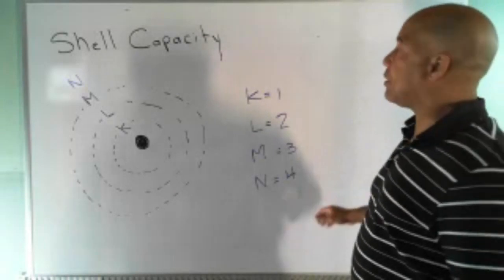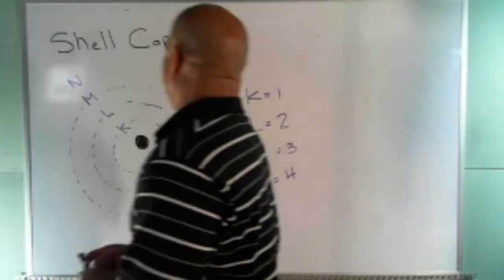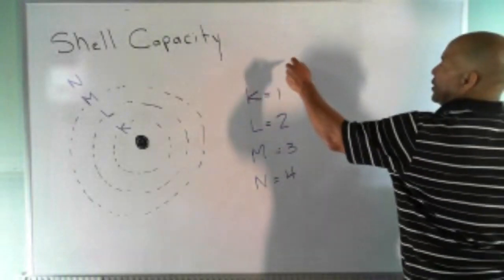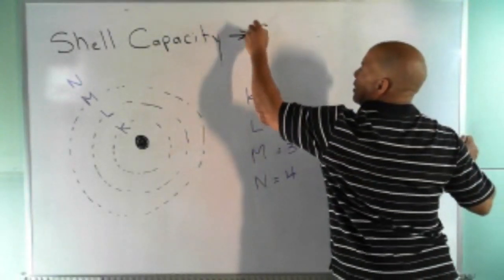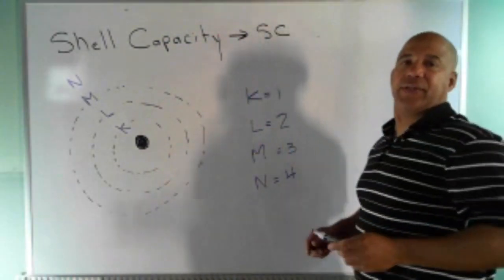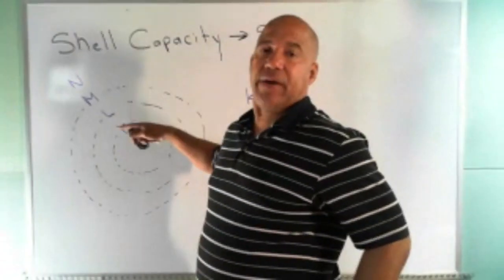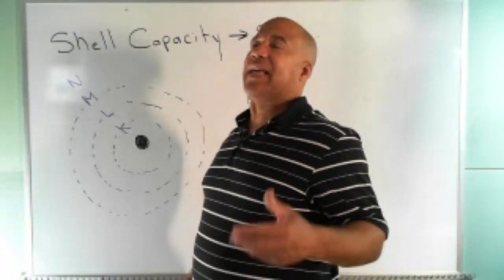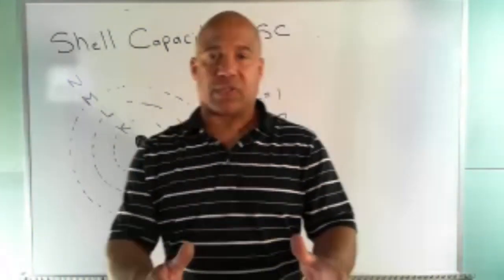Well, if you know the shell number, then there's something called the shell capacity. I'm going to abbreviate shell capacity as SC. Think of shell capacity like a bucket. Remember I was putting electrons in these shells? It turns out that each shell can only hold a certain number of electrons. It's like a bucket of a certain size.